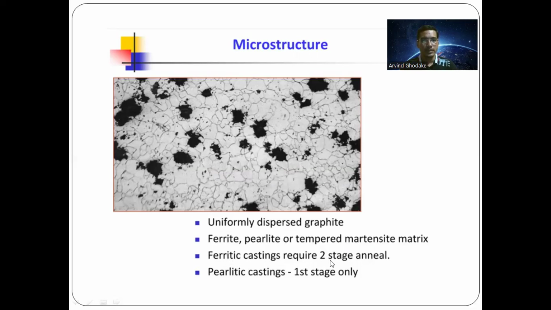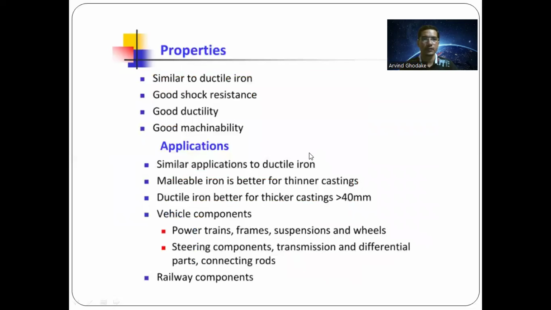Then ferritic casting requires 2-stage annealing, and pearlitic casting requires 1-stage annealing. Then the properties of malleable cast iron are similar to ductile cast iron. Other than that, other properties are good shock resistance, that is damping capacity, good ductility, and good machinability.